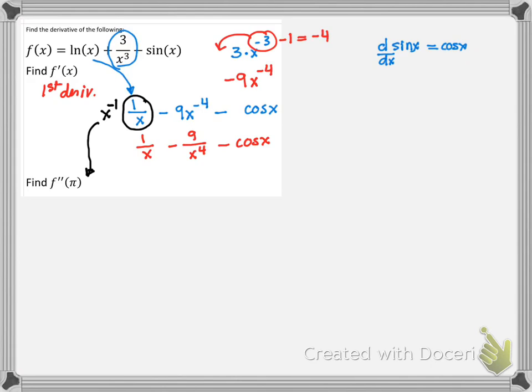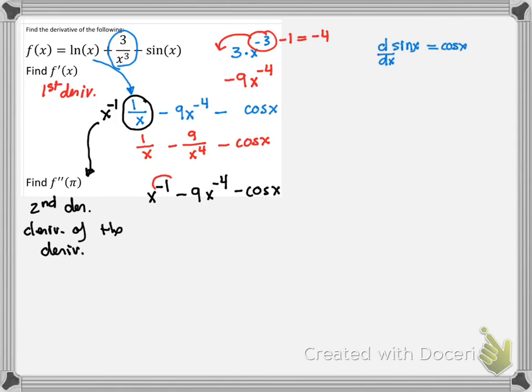Now we want to take the second derivative. What on earth is that? Well, that's just the derivative of the derivative. So that's why it's handy to have this written as x to the negative 1 minus 9x to the negative 4 minus cosine of x, so that when we apply the power rule again, it's all set up for that.